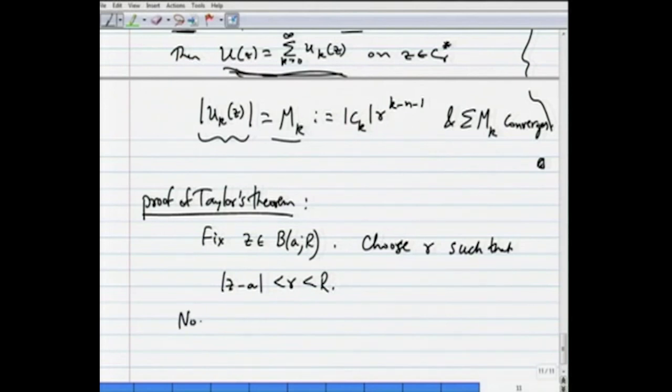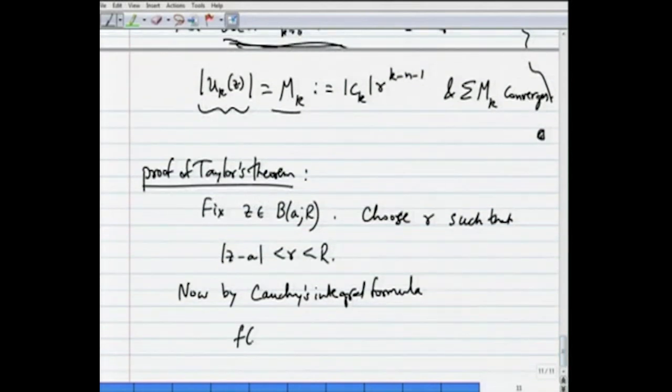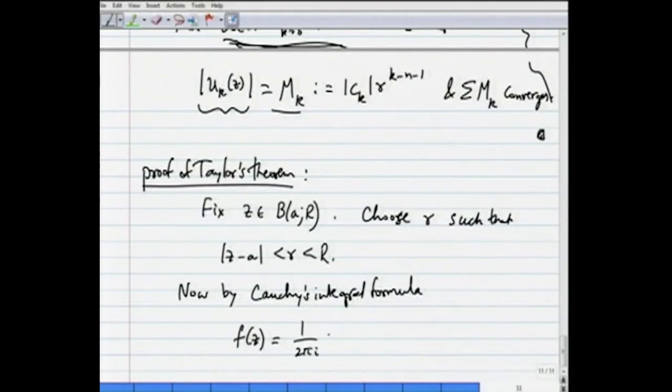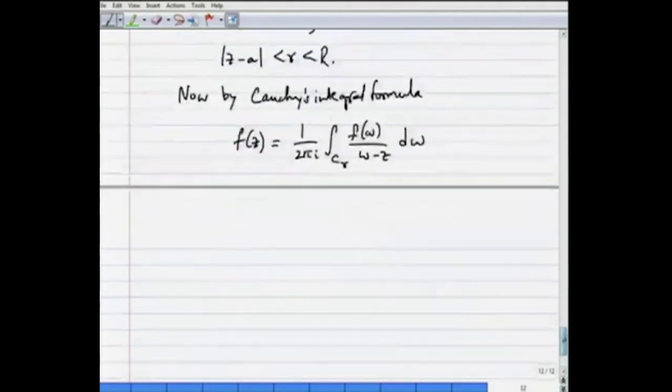Now, by Cauchy's integral formula, we know the function f(z). Remember, we are trying to reconcile the value of the power series and the value of f(z). So, let me first look at the value of f at z. This is 1 by 2 pi i times the contour integration over the contour C_r of f(w) divided by w minus z, dw. So that much I know from Cauchy's integral formula.